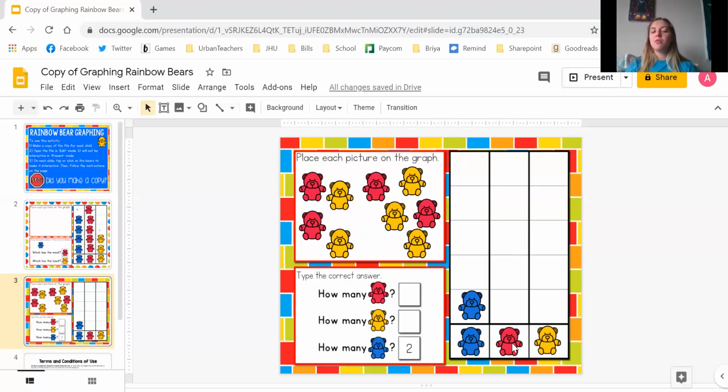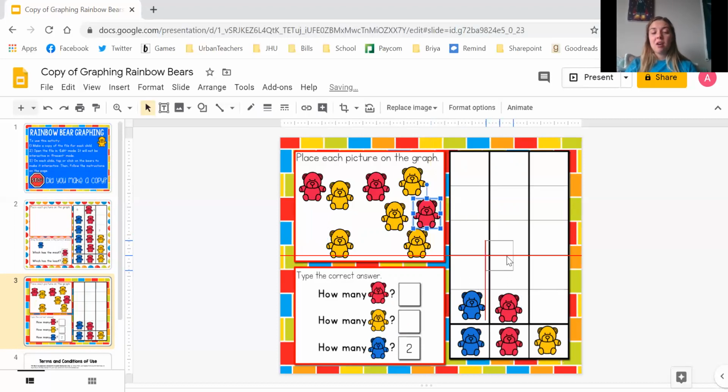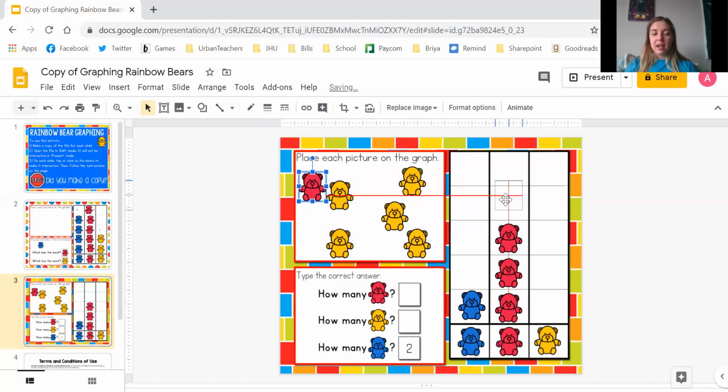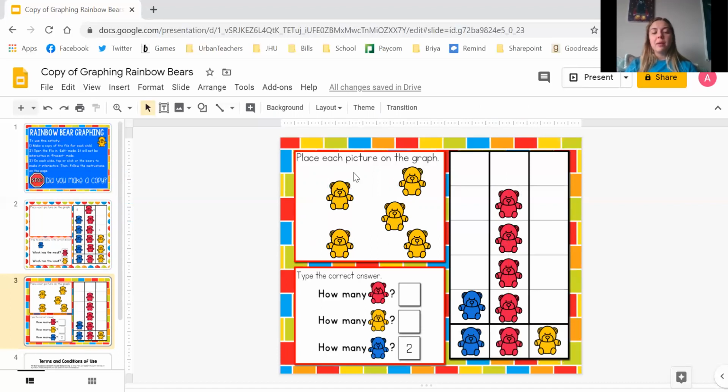Now let's count the red bears. I'm going to find all of the red bears and put them in the graph. Remember, it helps us to count when every bear is in one box. That way we know how many bears we have. This is a great way to count how many bears we have on the graph. All right, do you see any more red bears over here? Nope, we got them all.